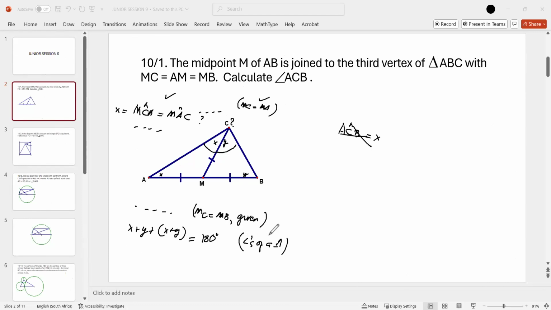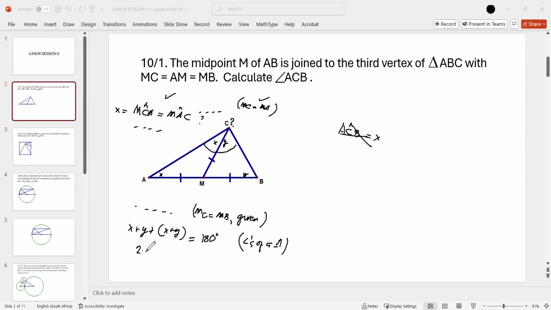And sometimes you need not be theorems, but it could be reasons for congruency also, and then that reason you'll have to give in brackets. It could be side, side, side, or side, angle, side, or whatever the reasons of congruency. Now let's get back to this here.